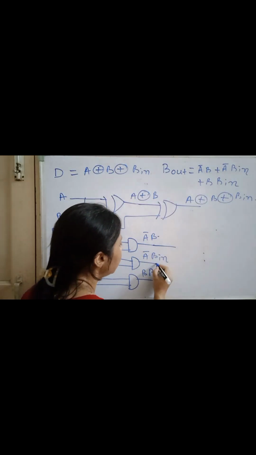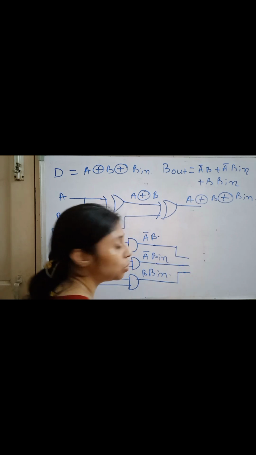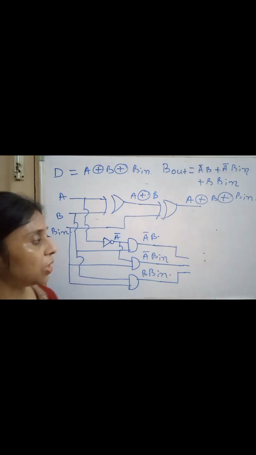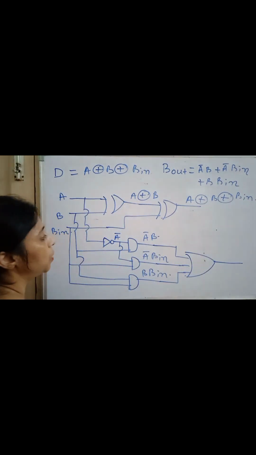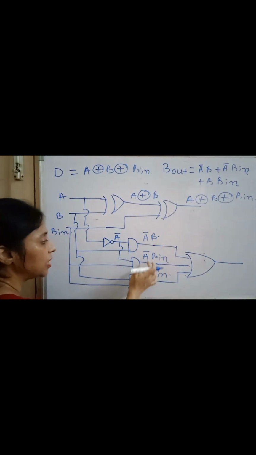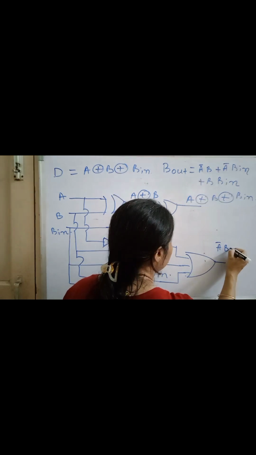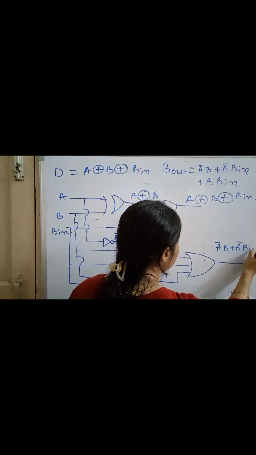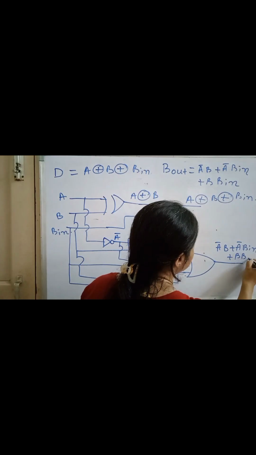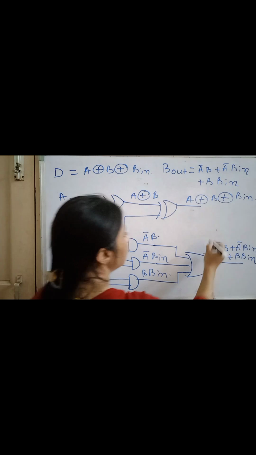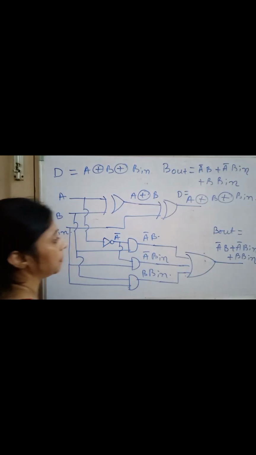Now either you can use a 3 input OR gate or you can use 2 input OR gates. So if this is a 3 input OR gate, then this will OR all the 3 inputs, and this will give you A bar B plus A bar B in plus B B in. That is what? That is our B out. Right? And this is our difference.